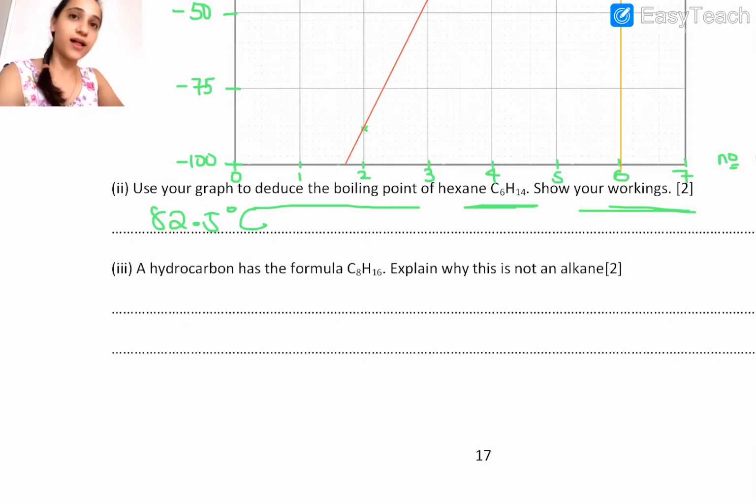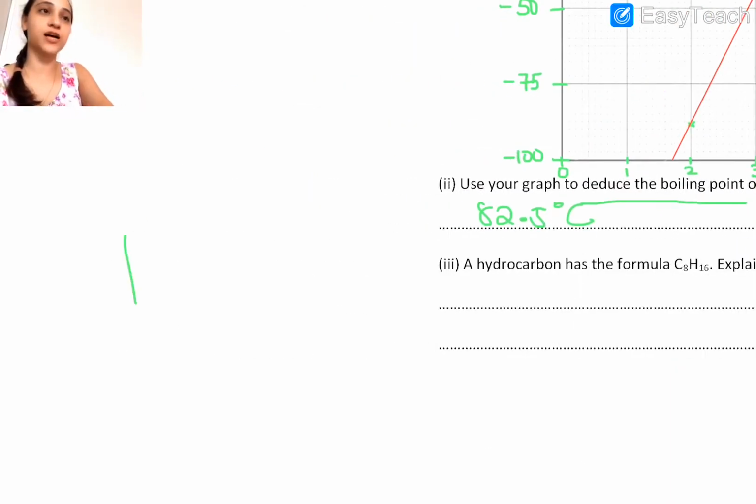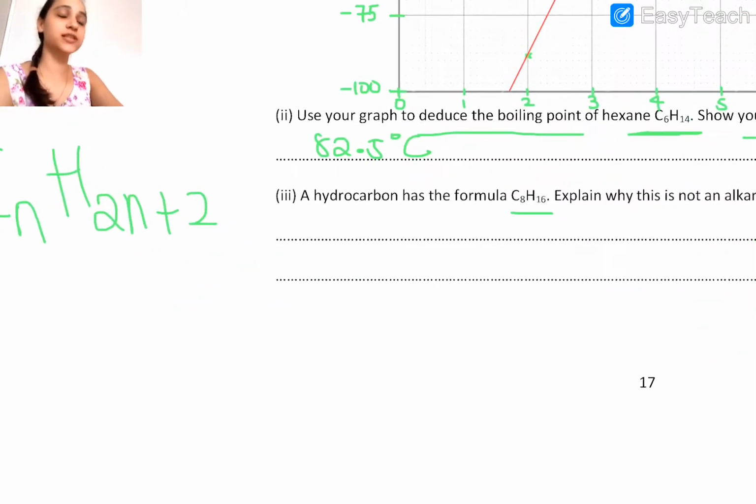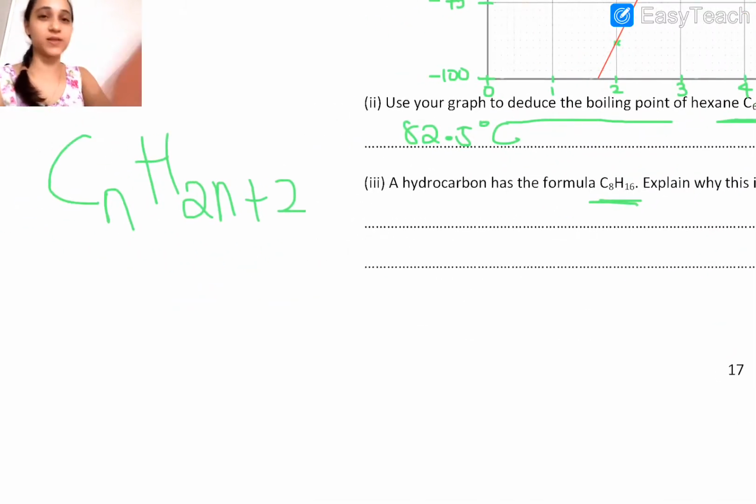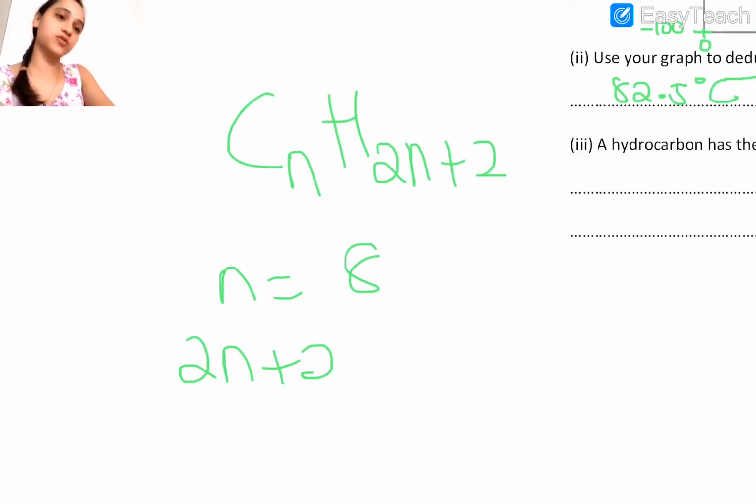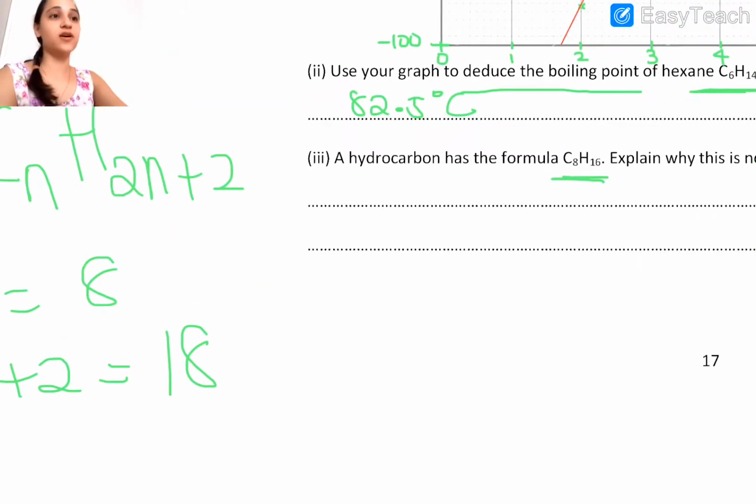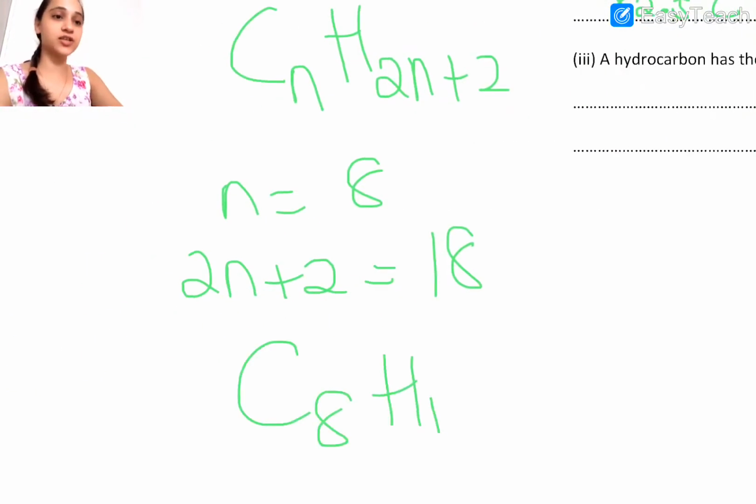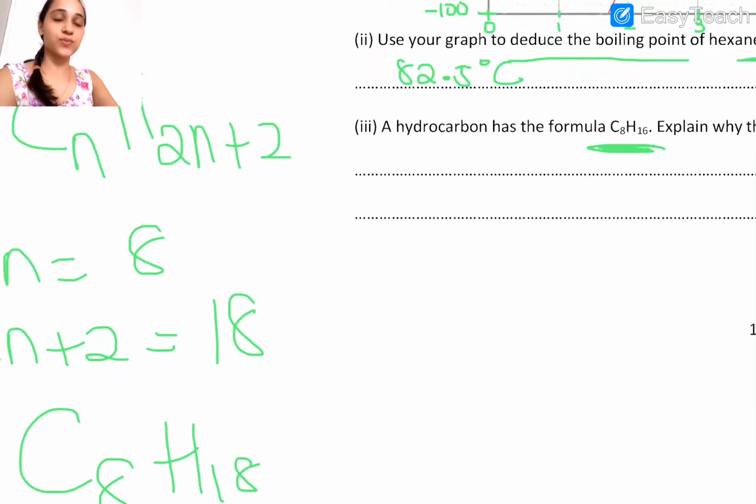Now if you remember, alkanes have the general formula CnH2n+2. If you look at this formula, it's C8H16. So if n is equal to 8, then 2n+2 should be equal to 18, which means that for this to be an alkane, it should have the formula C8H18. So then you can write the answer.